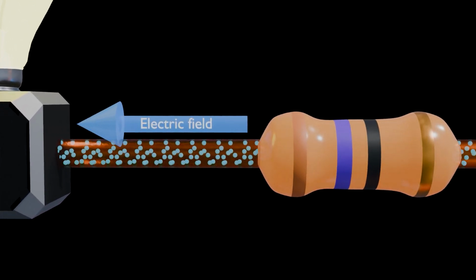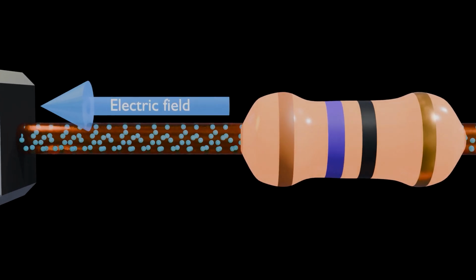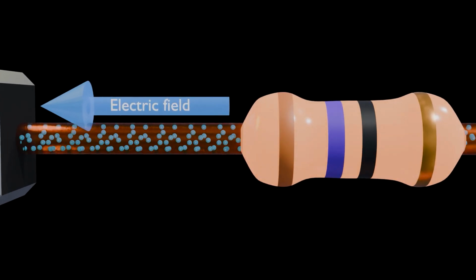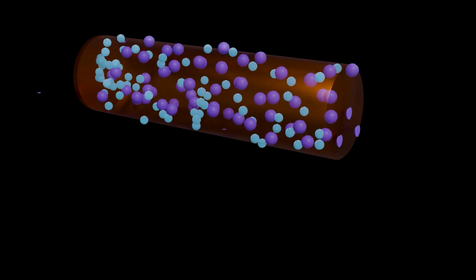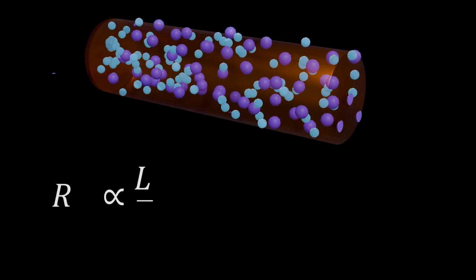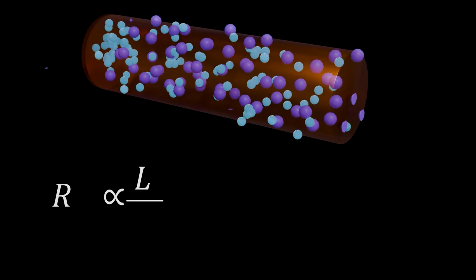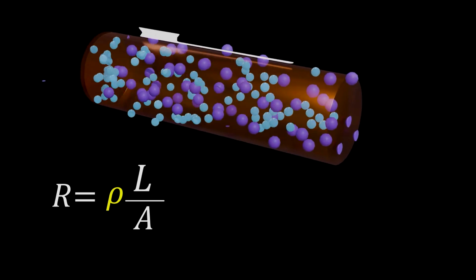Here, the energy gained from the electric field is exactly equal to the energy lost as heat inside the resistor. Resistance of a wire depends on the geometry of the wire. From experiment, it was observed that resistance is directly proportional to the length of the wire and inversely proportional to the cross-sectional area of the wire.